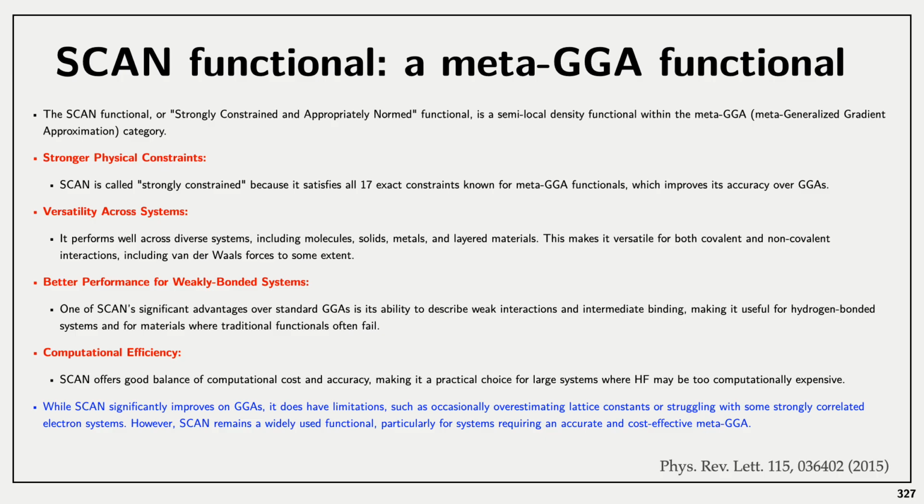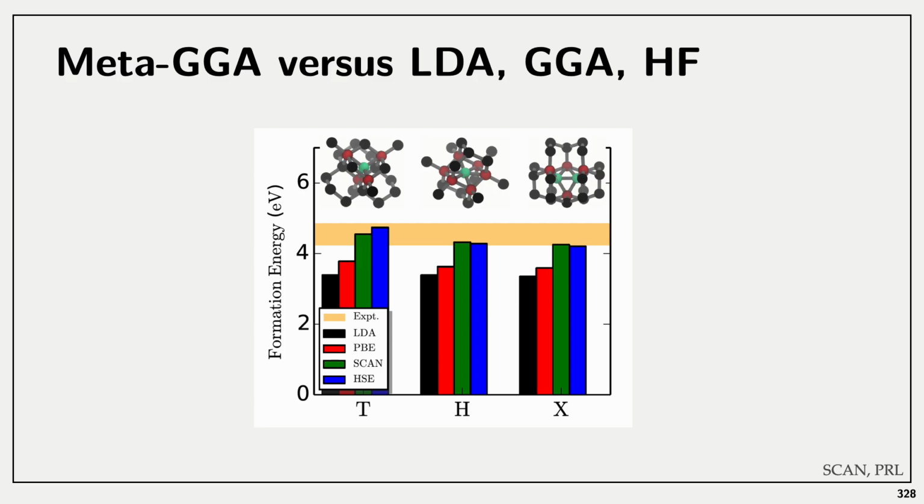So here are some benchmarks that come from the original paper on SCAN. These are three different kinds of clusters, molecules there, where just for the sake of time, let's just look at the first one on the left-hand side, and then we compare LDA, PBE, SCAN, and HSE. So from black, red, green, and blue, it's basically climbing the Jacob's ladder, and we want to reach the accuracy of experiment, of course. The experiment is the true accuracy, your standard.